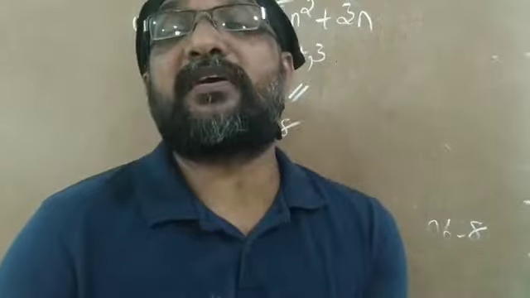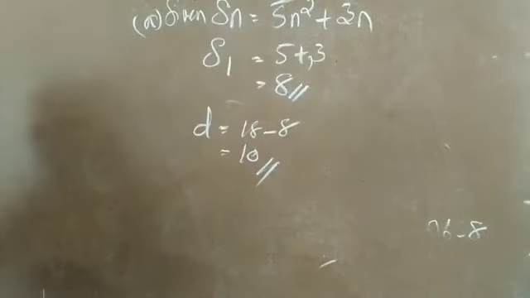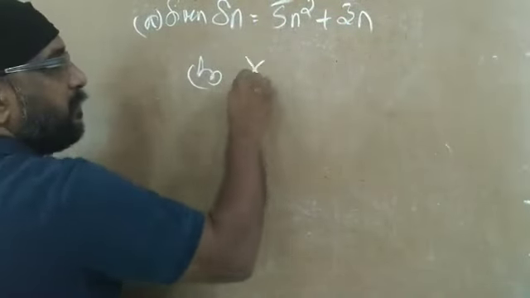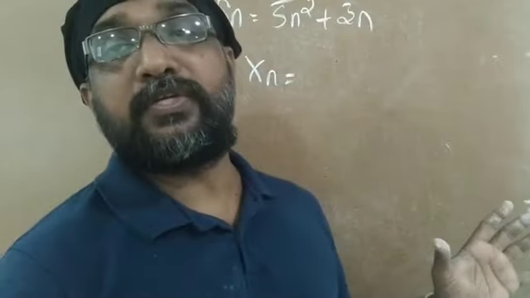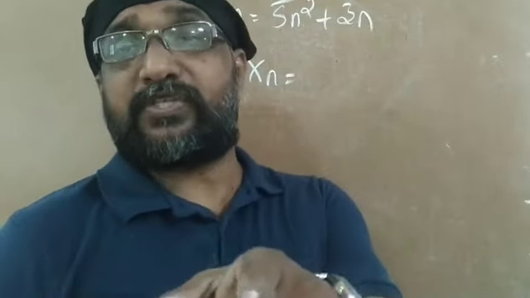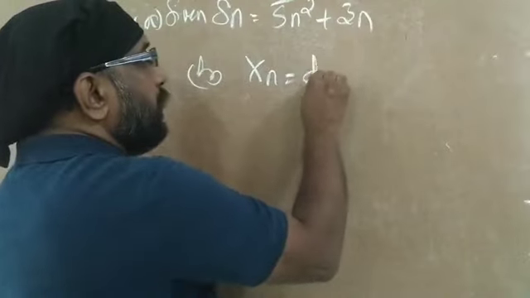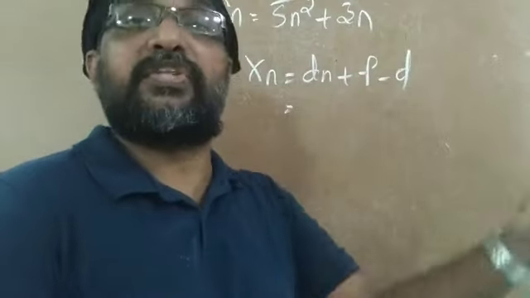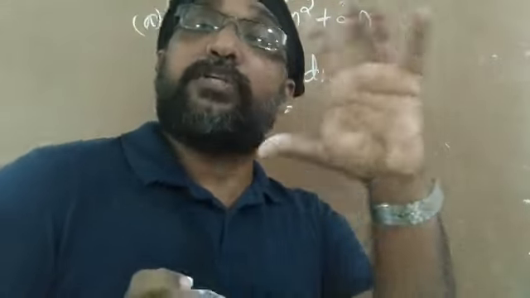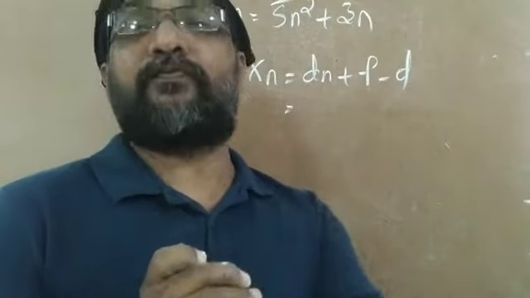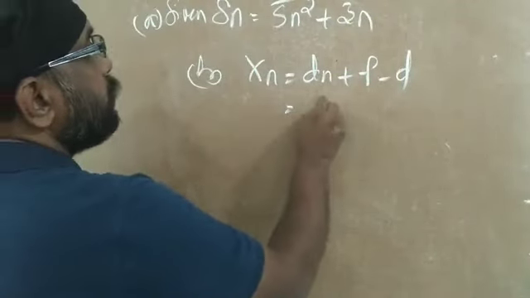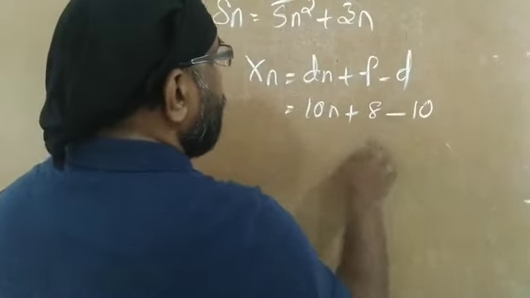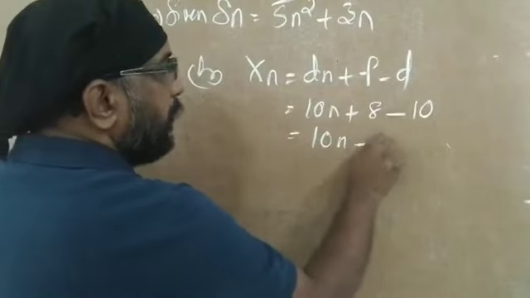So you can directly calculate the algebraic form. Answer B. What formula are you using to find the algebraic form? We have just told it. xn is equal to dn + f − d. xn means the nth term. xn represents the algebraic expression, the algebraic form of the given sequence. It is equal to 10n + 8 − 10, which is equal to 10n − 2.